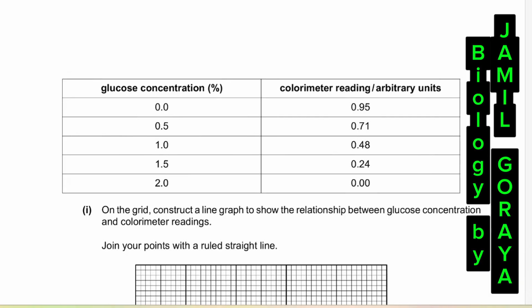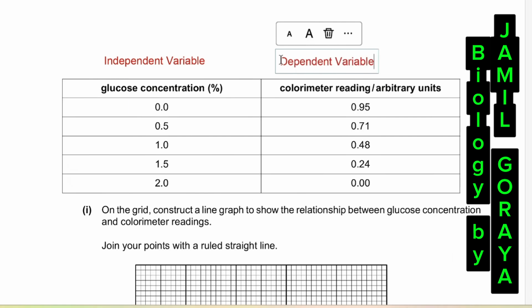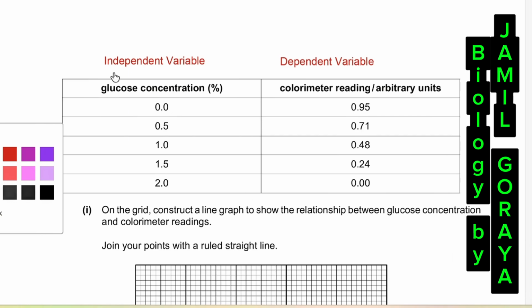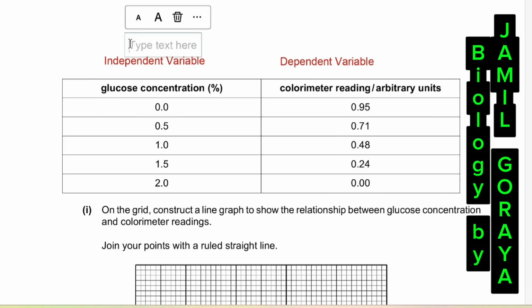The first step in making a line graph is the selection of the axis. This table is given, the data is given, the leftmost column always shows the independent variable. And the rightmost column shows the dependent variable. So we will always plot the independent variable on the x-axis and the dependent variable on the y-axis.